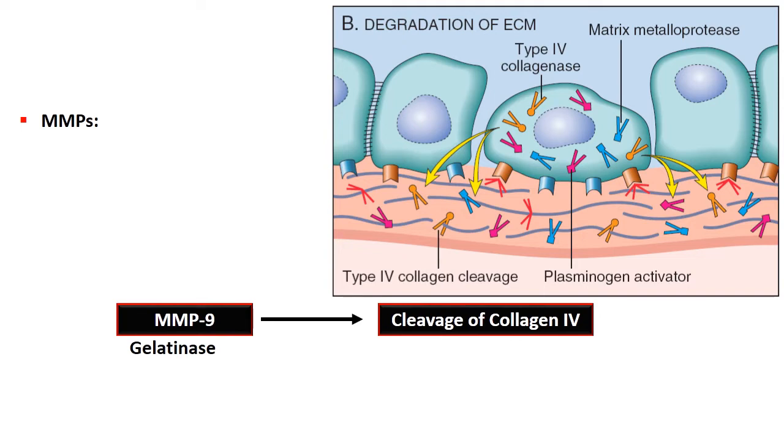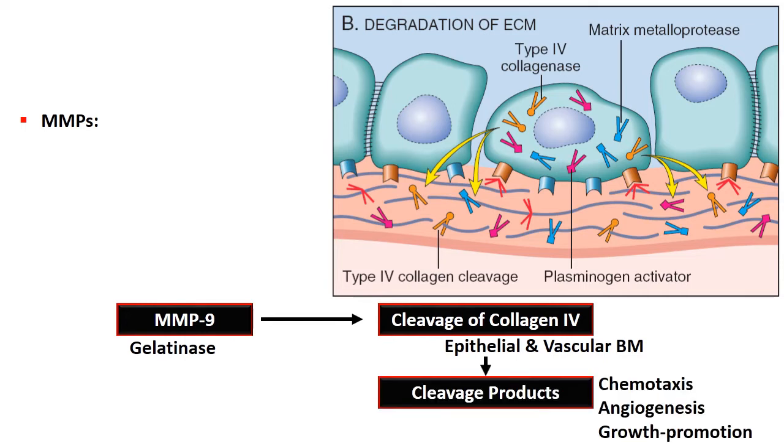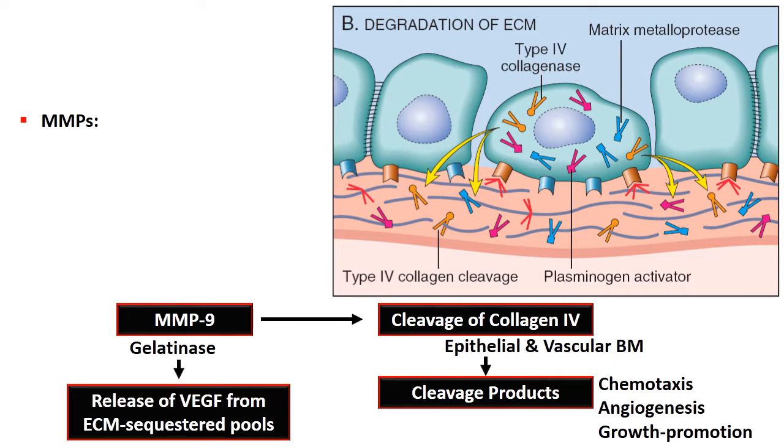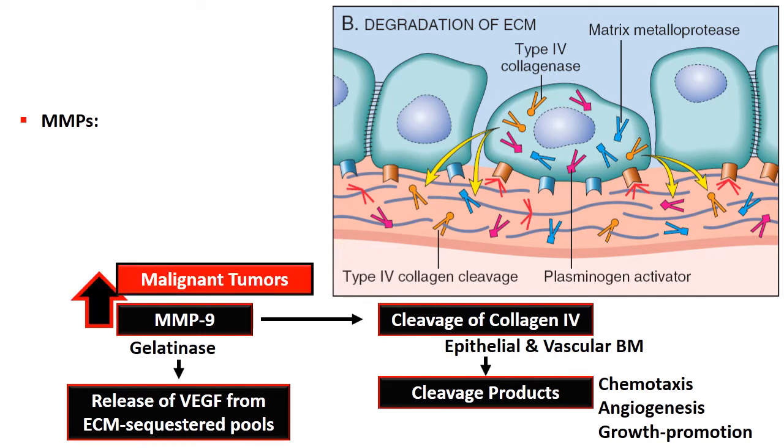One example is matrix metalloprotease 9, also termed gelatinase, which is responsible for cleavage of collagen type 4, an important component of epithelial and vascular basement membrane. The collagen type 4 cleavage products are responsible for chemotaxis, angiogenesis, and growth promotion effects. The gelatinases are also responsible for release of vascular endothelial growth factor from the extracellular matrix sequestered pools, and the concentration of MMP9 is increased in malignant tumors.